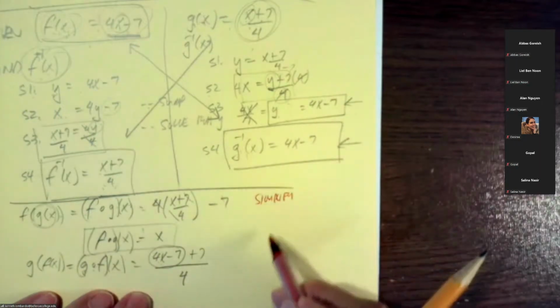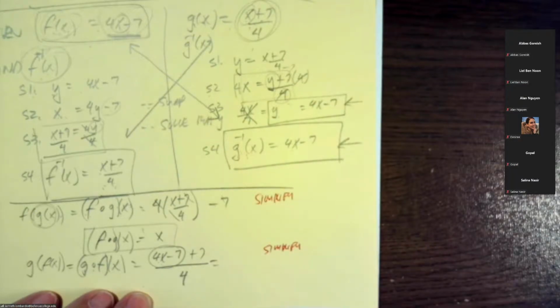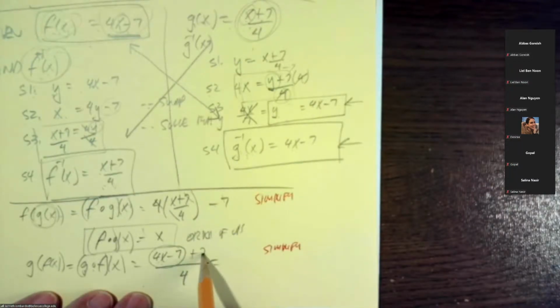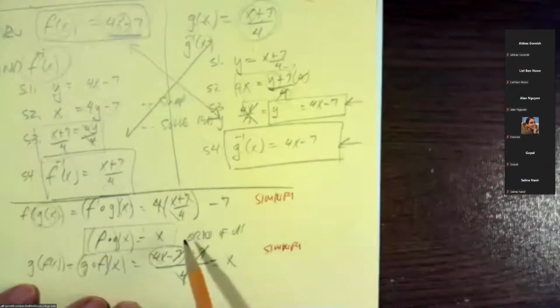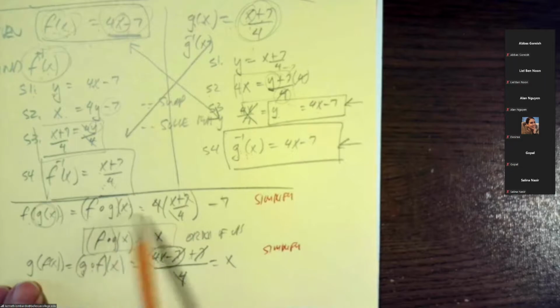Okay, and then we want to simplify again. What do we get when we simplify this? X again. X again, because this is an order of operations, isn't it? So we do 4x minus 7 plus 7 in the numerator. So in the numerator, those will cancel. And then we end up with 4x over 4, and the 4's cancel, we end up with just x. Okay, so we can tell then that these functions are the inverse of each other because we take f of g of x, we get x, and g of f of x, we get x.